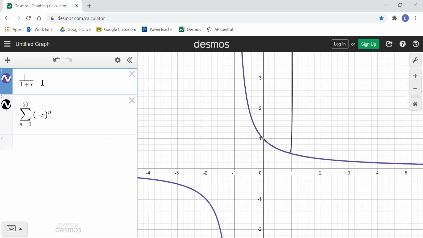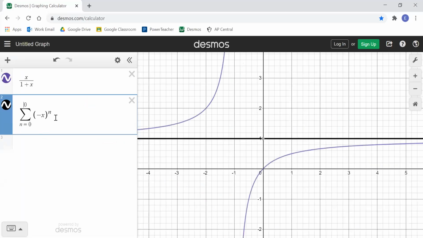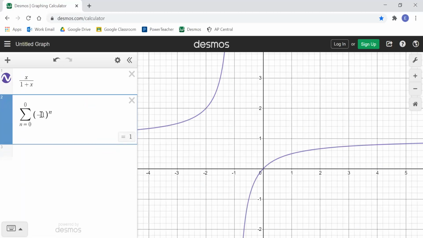So let's put in an x here. Let's get rid of this. And we changed it to, let's see, we had n equals 0, and we had negative 1. What do we have? We had negative 1 to what power?